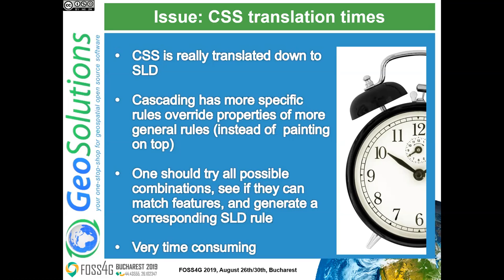CSS was particularly bad because in CSS you have cascading. That is, the various rules that you put in the sheet interact with each other, and the more specific rules override the definition of more general rules. But the problem is, you have to find all these relationships, which means you have to take all the rules, try to combine them with each other, see if one overrides part of the other, and generate the equivalent SLD. Trying all the possible combinations when you have a CSS style which is, I don't know, 1,000 lines with 50 or 100 rules, can take a lot of time because the combinatorics of it make for a very large number of combinations. It's very time consuming.